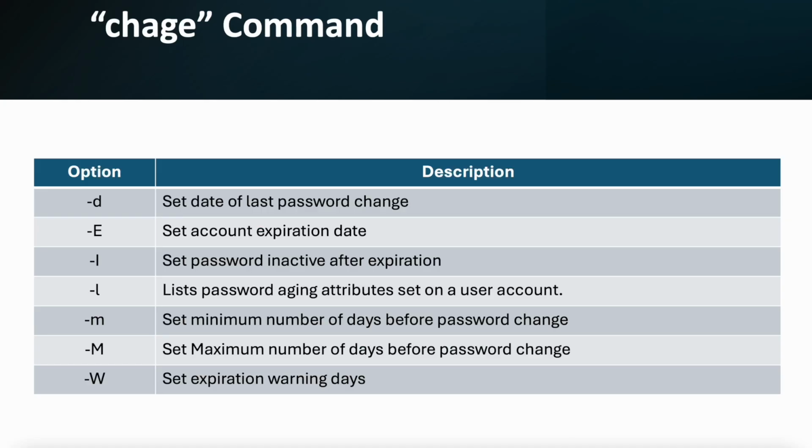chage stands for change age. This command is used to set or alter password aging parameters on the user account. These are the options we use with the chage command: -d to set the last date to change password, -E for the expiry date, -I to set the inactive date, -l to list the aging attributes, -m for the minimum number of days before password change, -M for the maximum number of days, and -W, capital W, to set expiry warning days.